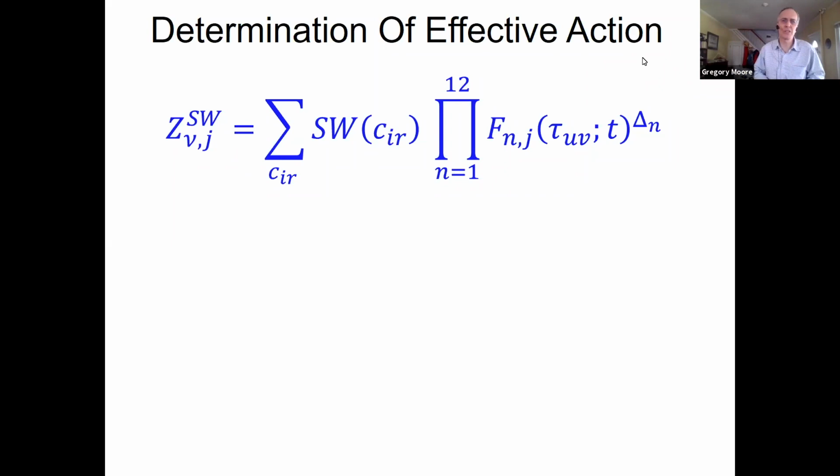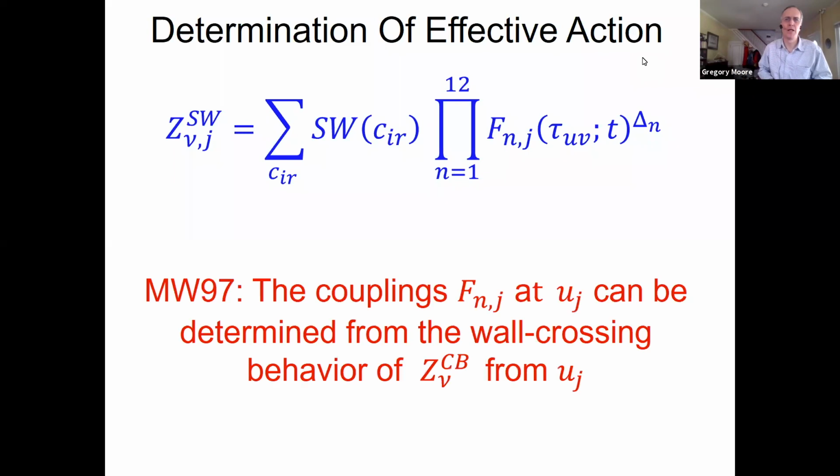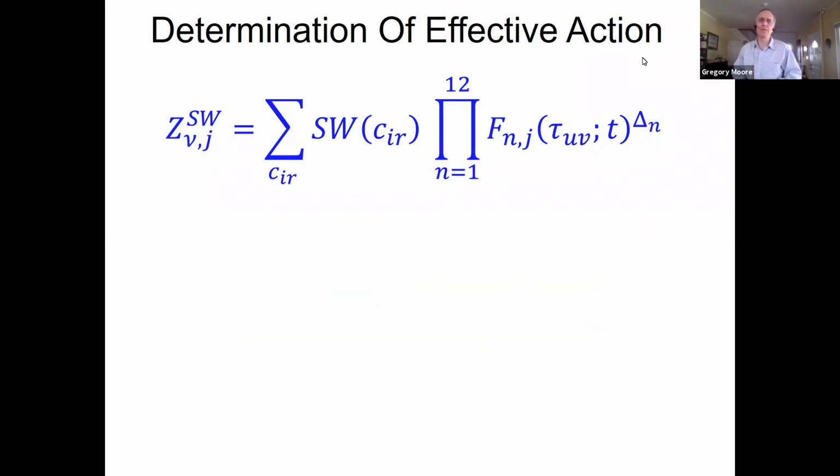So you have a sum over CIR, and instead of this product over these 12 functions, you have some simple trigonometric expressions. Well, I don't have time to really do a careful comparison. So this is the kind of thing you get. And now how do you get these couplings?